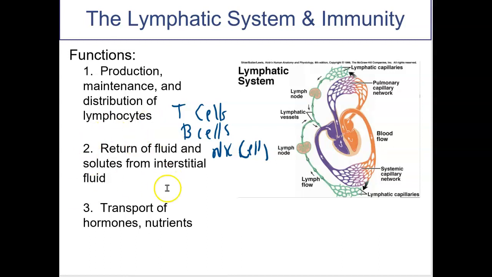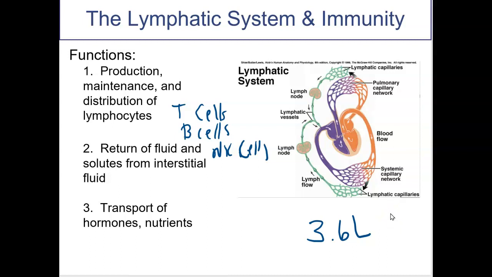Number two, a pretty important function. Remember that when we talked about blood flow through a capillary bed, we said that the hydrostatic and osmotic pressures, like those net filtration pressures, were not equal. And so we always lost more fluid than we were able to pull back into the venule. And I told you it was about 3.6 liters every single day. Well, that 3.6 liters of fluid goes out into your interstitial fluid, and that has to be pulled back and returned to your bloodstream. And the lymphatic system, this is one of its main jobs, is to prevent all that edema. So it returns all that excess fluid.